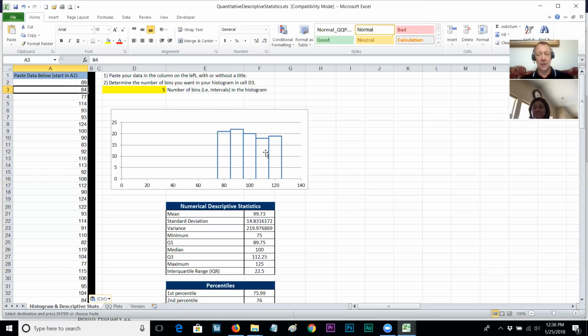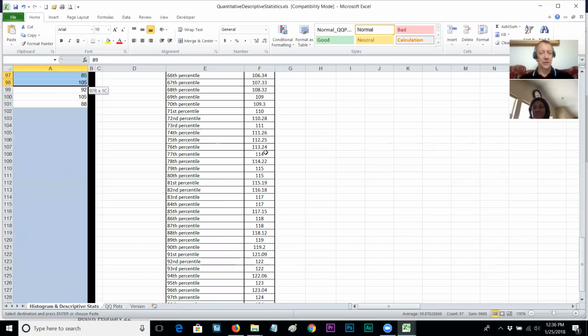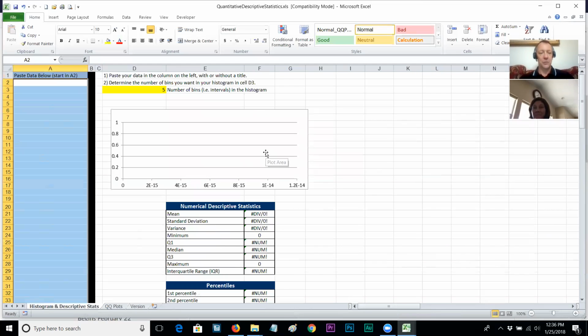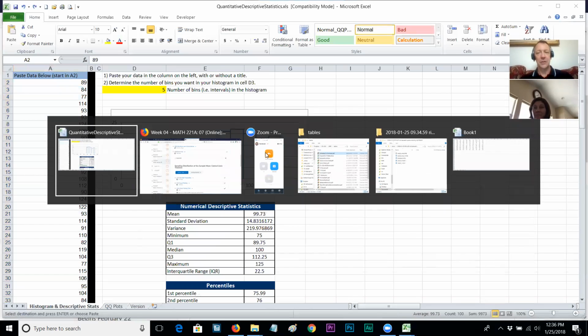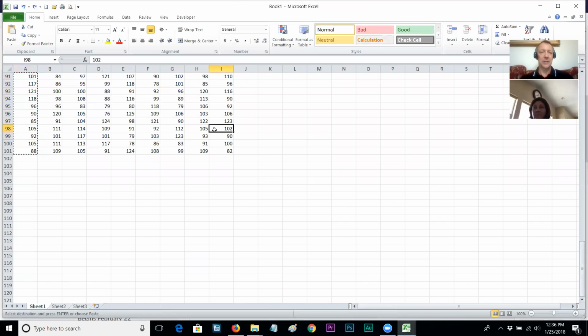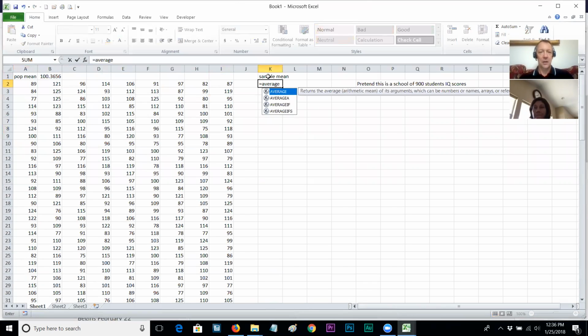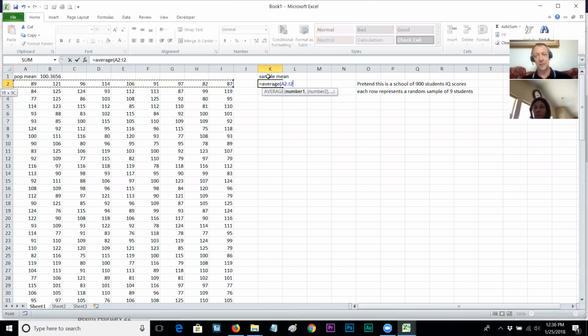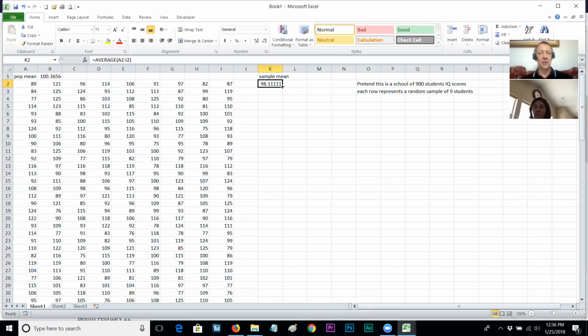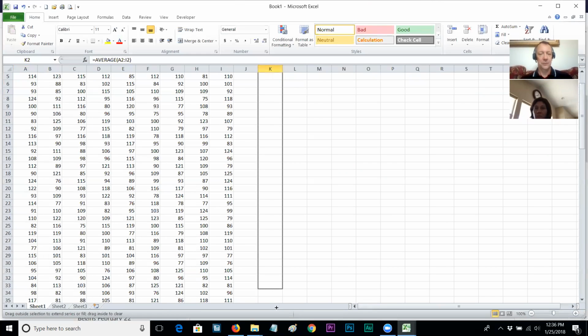All right, so at any rate, I'm going to erase all this data here in a minute. Let's go back to our data set that we had open. Let's pretend, for example, that I want to find the sample mean of each row. So if I do the mean of the first row, there's only 9 students in this, so I get a sample mean of 98. I'm going to do this for all 100 rows.